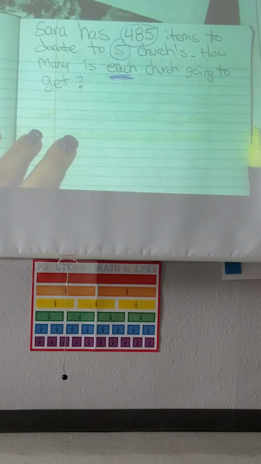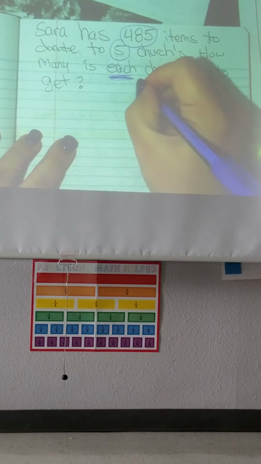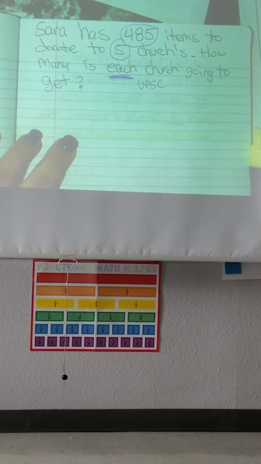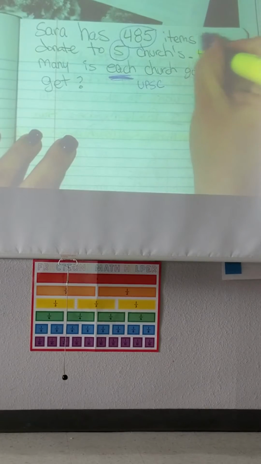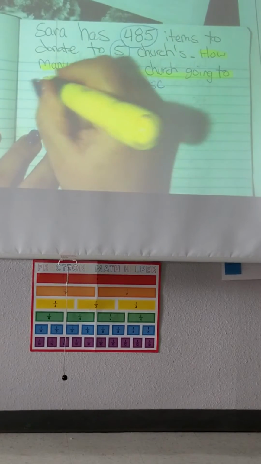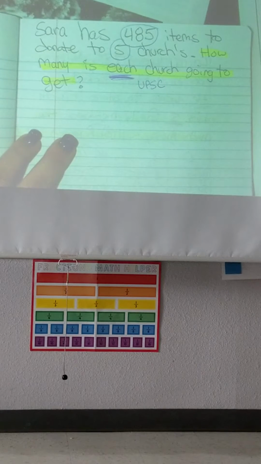Okay, so looking at our UPSC, you don't have to write this. I'm just writing it in case our parents want to know what UPSC is. Okay, what part do we do for our U? Understand. Okay, understand is our what? Highlight. Highlight what? A question. How many is each church going to get? So you should have already highlighted that part on your word problem.